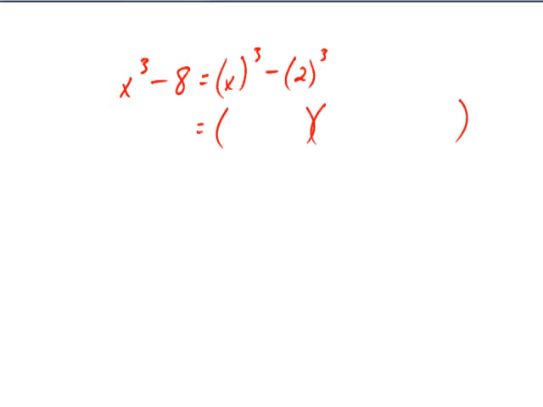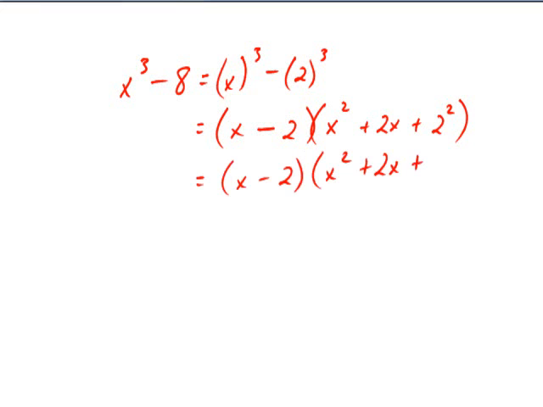We can break it into a binomial times a trinomial. The binomial will have the same sign as the original. Since we already used up the one negative sign, the other two must be plus. In the binomial, I can take out each of the values that are in the parentheses. For the trinomial, the first term will be the first value in parentheses squared. The last term will be the last value in parentheses squared, 2 squared. And the middle term will be a combination of 2 times x. Simplify one step further, and we have the factored form of x cubed minus 8.